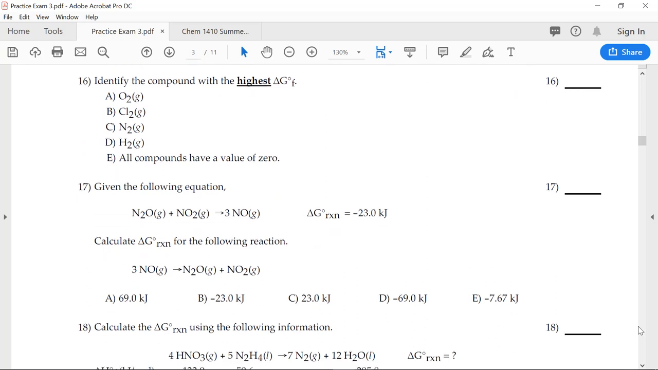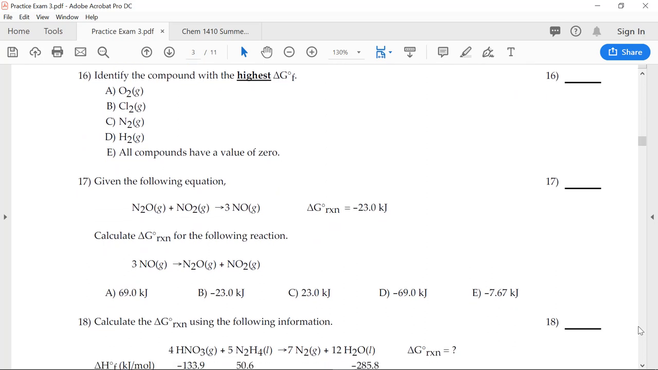Look at question number 16. Which of the following compounds has the highest delta G_f? So what is delta G_f? Delta G_f is the so-called Gibbs free energy of formation.